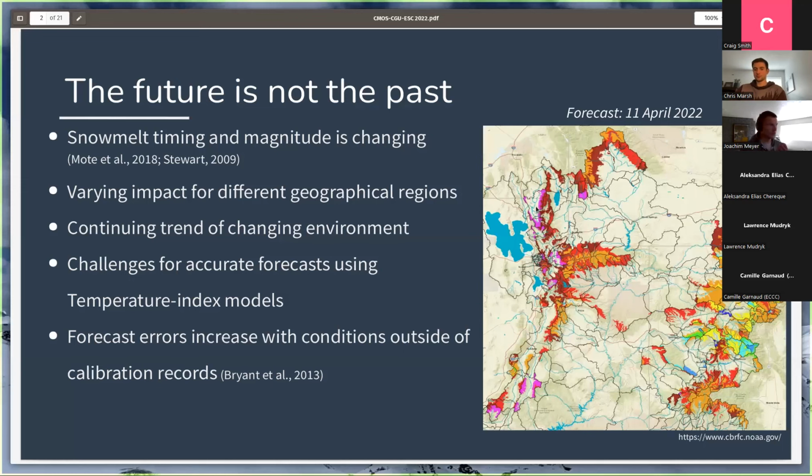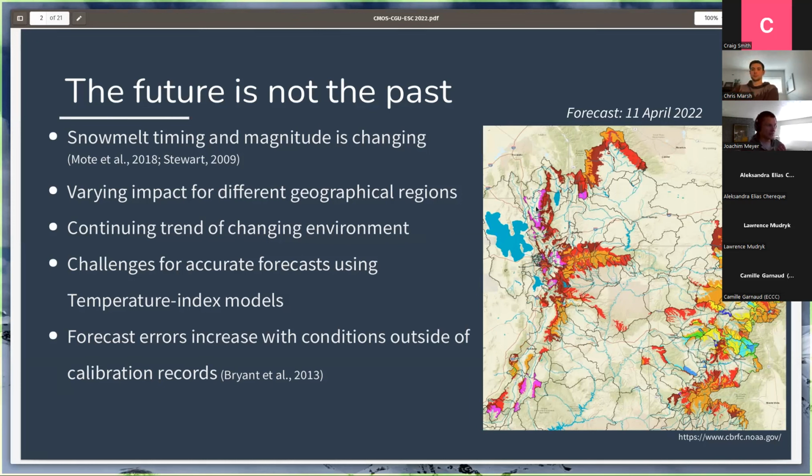Motivation, I guess I'm preaching to the choir here a little bit, but just to highlight the few things that jumped out for us. Why we think this work is important is that our snowmelt timing and magnitude has changed over the last couple of years. This is also visible, for instance, here on the map on the right. This is the forecast for April 11th, 2022. And we see that throughout the region here in the upper Colorado Basin, we have different trends of the changing environment. And with the given methods that the Colorado Basin Forecast Center is using right now, it's getting more and more challenging to get these right.